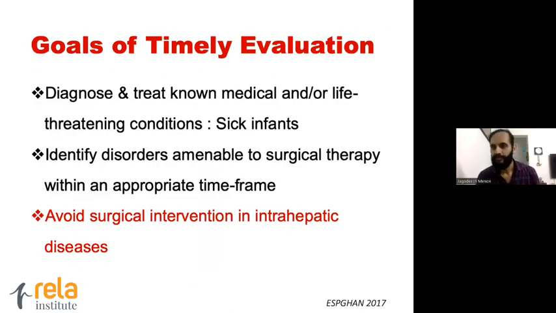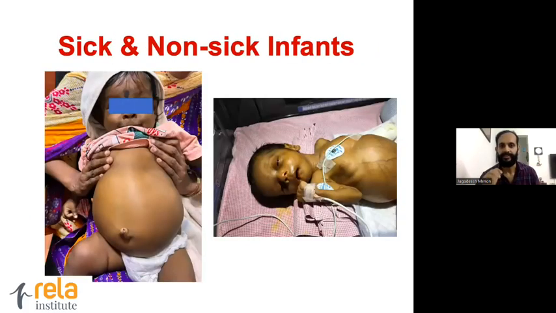Why do we have to evaluate a child coming with cholestatic jaundice? First of all, ISFEGAN recommends that we need to identify a sick child with cholestasis, obviously because it is like a triage phenomenon. We need to identify who is going to deteriorate faster. That is the first aim. Second is to identify the disorders which are amenable to surgical therapy at the right time, and also to avoid surgical intervention in certain intrahepatic diseases.